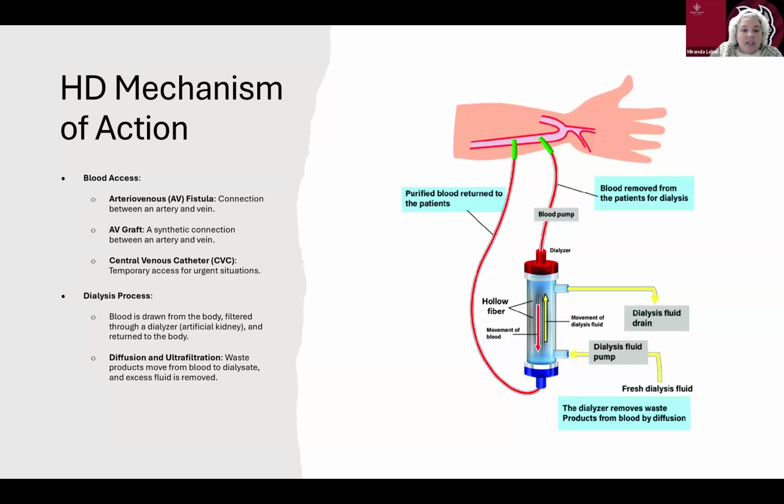Hemodialysis mechanism of action. So blood is accessed through an AV fistula, an AV graft, or central venous catheter, and blood is drawn from the body, filtered through the artificial kidney, and returned to the body. We're going to use diffusion and ultrafiltration. So waste products move from the blood to the dialysate, and excess fluid is removed.